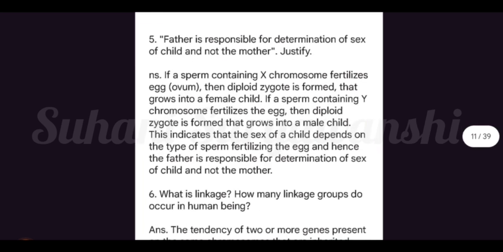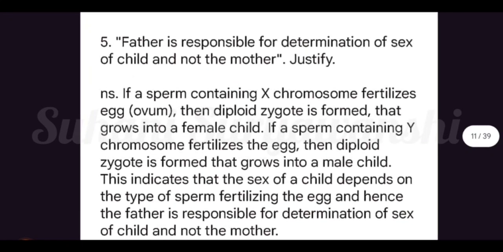Next question is question number 5. Father is responsible for determination of sex of child and not the mother. Justify. So answer, that is A and S. So maybe A is missing here.